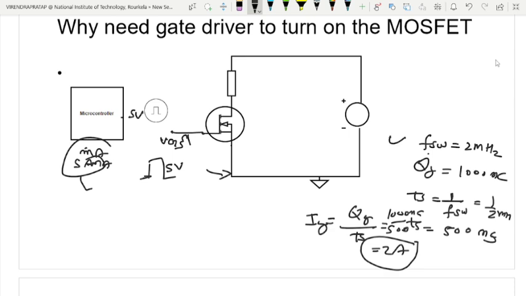gate driver circuit. Basically, it feeds the current, whatever the requirement of current is to turn on the MOSFET, within a given time. A very important factor is the switching frequency. Switching frequency means the switch time is very small. In this particular time, we need to feed the current to turn on the MOSFET. That's why we need the gate driver circuit.